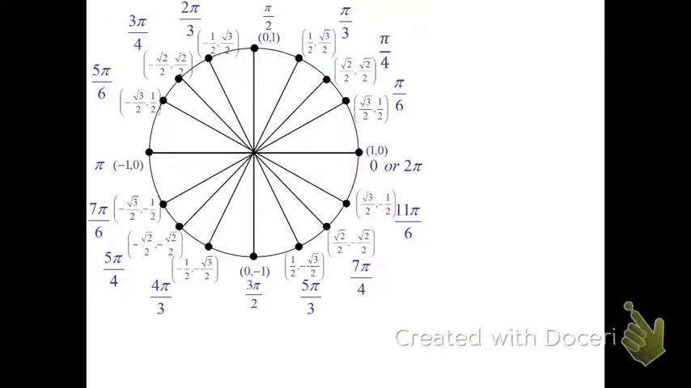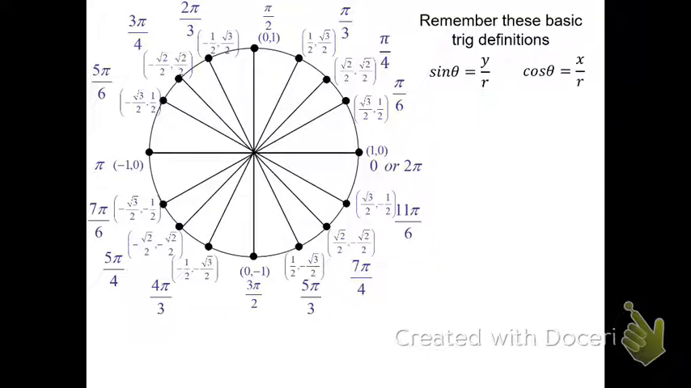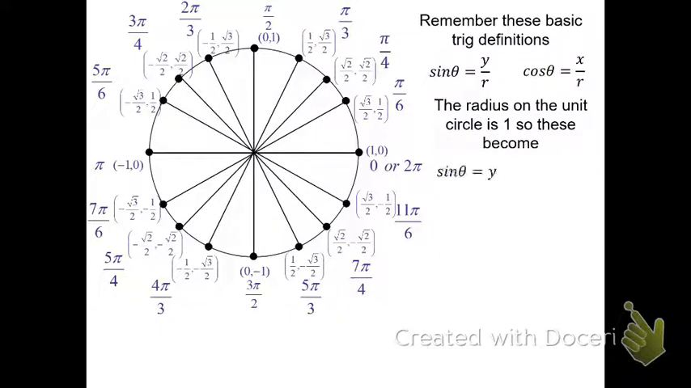Now I've got the circle filled in, and I'm going to use it to evaluate. In order to evaluate, I've got to remember some basic trig definitions. The sine of theta is y over r, and the cosine of theta is x over r. But keep in mind that on the unit circle, the radius is 1, so we can simplify these ratios. For sine, we would get y divided by 1, and y divided by 1 is just y. So on the unit circle, sine of theta is just y, and in a like manner, cosine of theta is just x. Now keep in mind this is only for the unit circle, because only on the unit circle will the radius be 1.